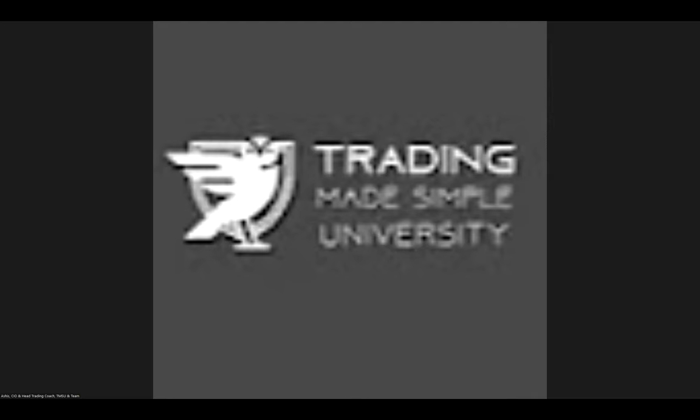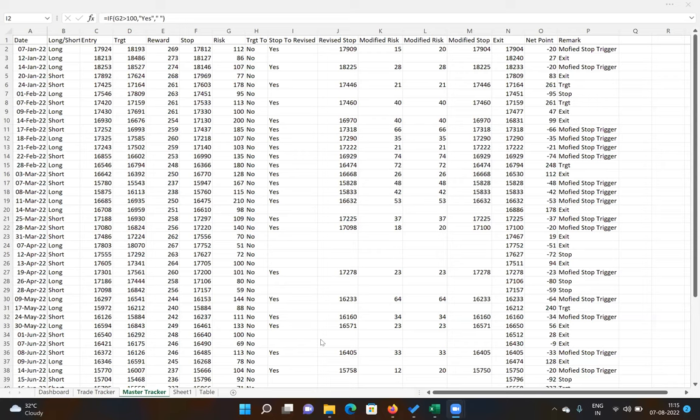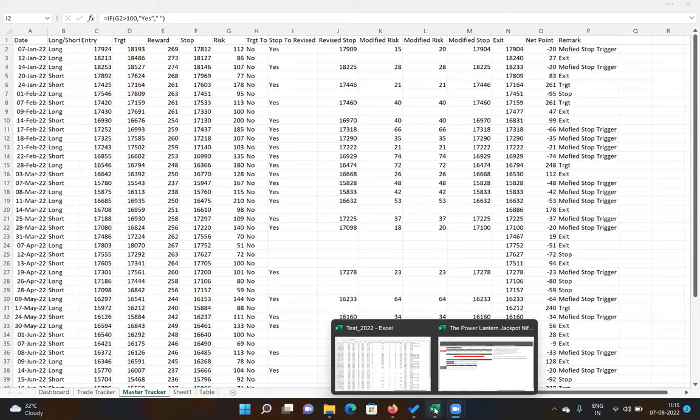Okay, today we will learn about the Power Lantern Nifty trading strategy. Now you all know what the Power Lantern Nifty trading strategy is. In this strategy, we have an Excel sheet where we enter a few data and we understand whether we have to trade or not.